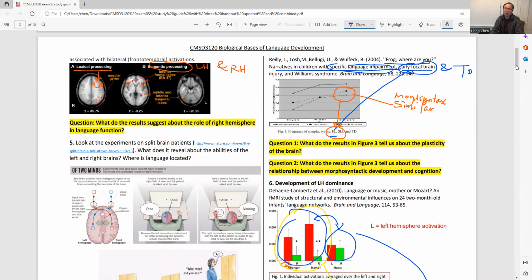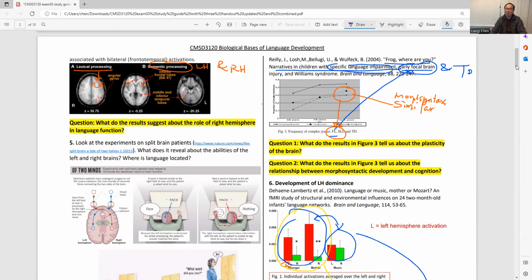But remember, one group has brain damage, but the specific language impairment children don't have brain damage. So this suggests that morphosyntax can be developed in spite of the brain damage. And maybe the brain is plastic enough so that even if one part of the brain is damaged, the other parts of the brain may take over. Okay.